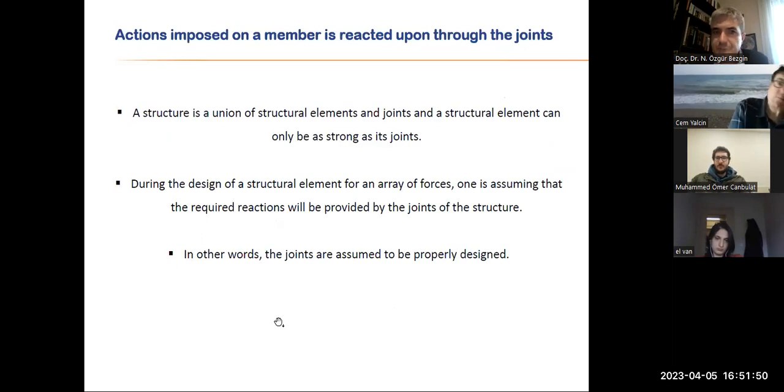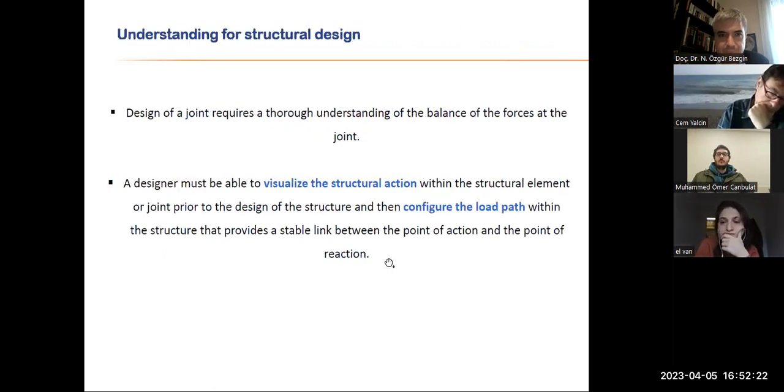And a structure is the union of structural elements and joints, and a structural element can be only as strong as its joints. During the design of a structural element for an array of forces, one is assuming that the required reactions will be provided by the joints of the structure. The joints are assumed to be properly designed, so we need to make sure that they actually are. Because sometimes the damage that we observe is not due to the structural element in and of itself, but its location of support. So this is important.